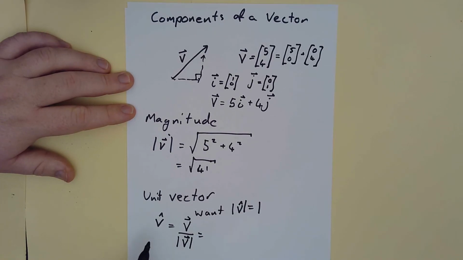And in this way, we get a new vector, still going in the same direction, because all I've done is change it by a scalar. But now its magnitude is going to be, well, the magnitude of that would be the square root of 41, divided by the square root of 41. We'd usually just write it like that, but if I wanted to, I could write 5i over the square root of 41 plus 4j over the square root of 41.